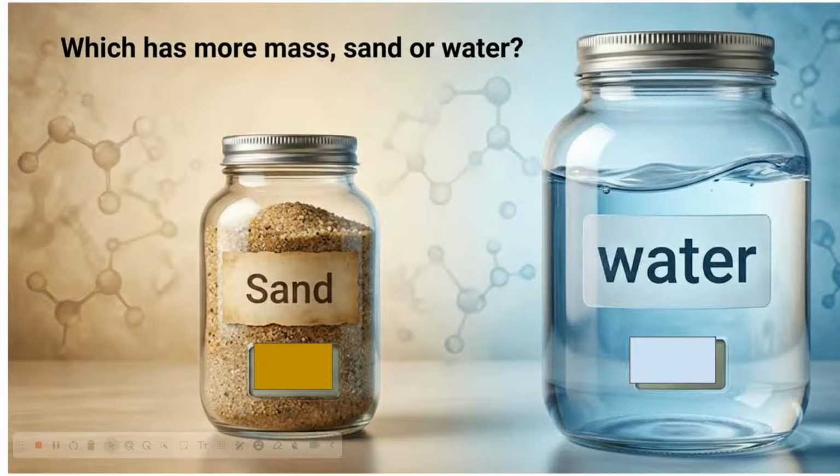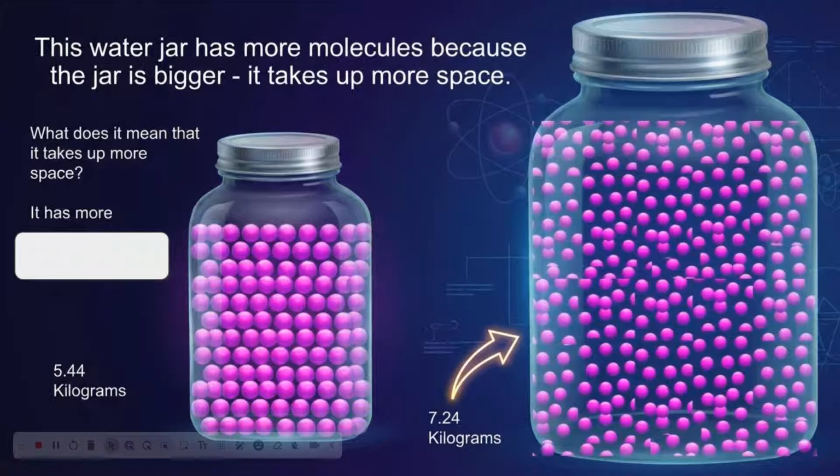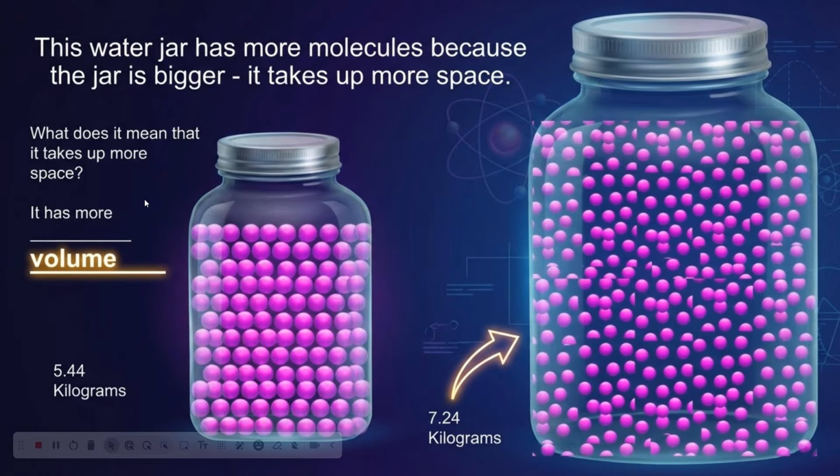Which has more mass, sand or water? The sand has 5.44 kilograms. The water has 7.24 kilograms. Well, that means the water has more molecules than sand, right? Is that a fair comparison? Not really. This water jug has more molecules because the jar is bigger. It takes up more space. What does it mean that it takes up more space? It has more what? It has more volume.